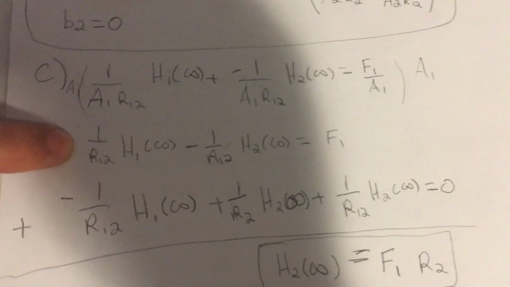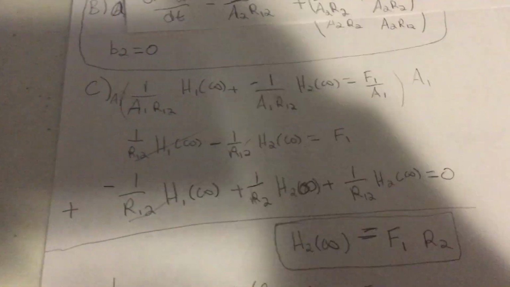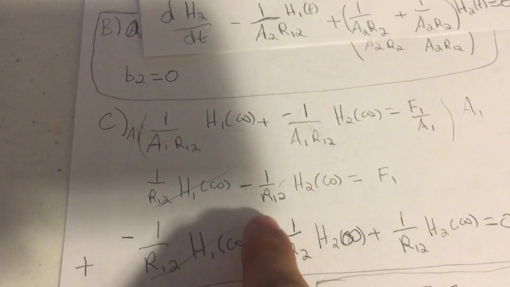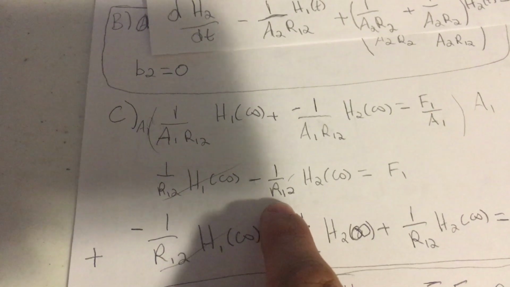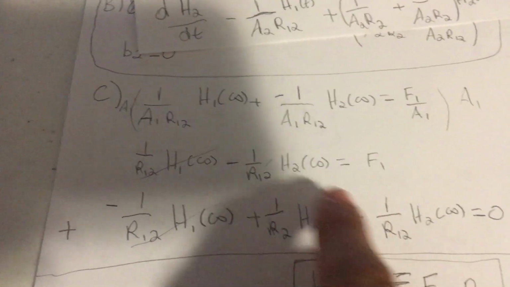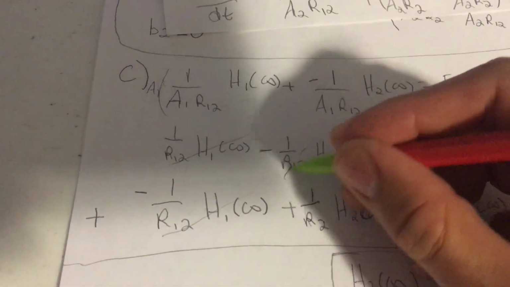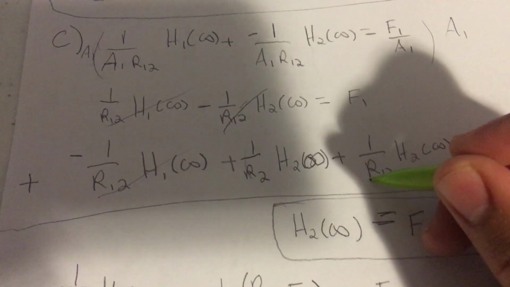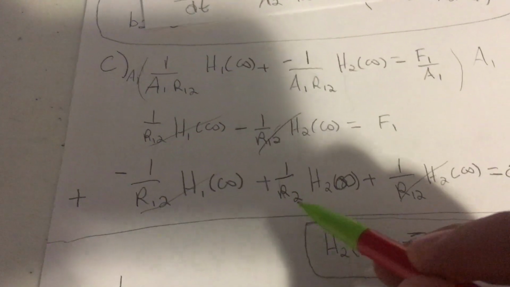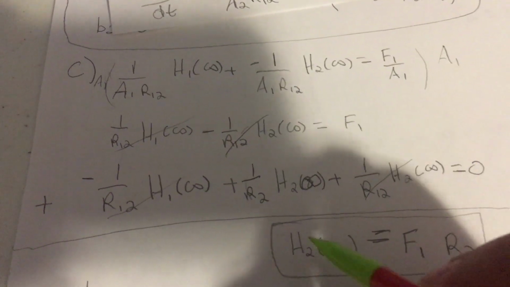So if you sum this together, these two values will cancel out. So a little helpful hint, we can cancel these out. And now if you sum this value here, 1 over r12, with this value here, 1 over r12, h2 infinity, these two cancel out. So we can cancel that and cancel that. Now we're just left with h2, 1 over r2 h2 infinity is equal to 0.